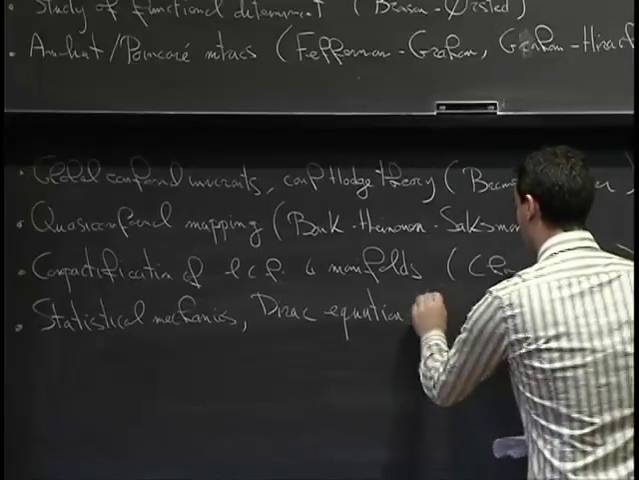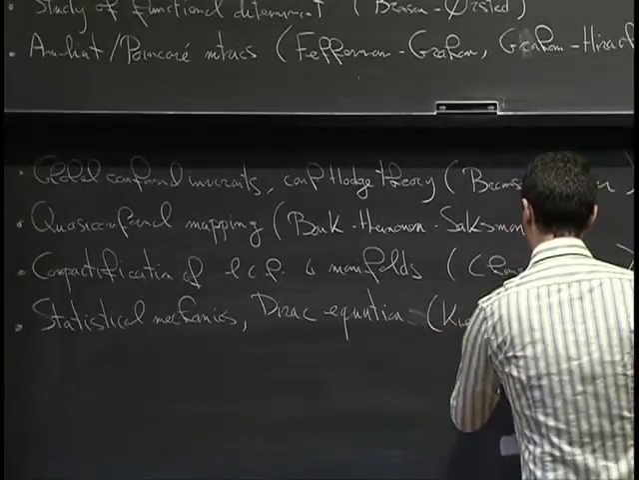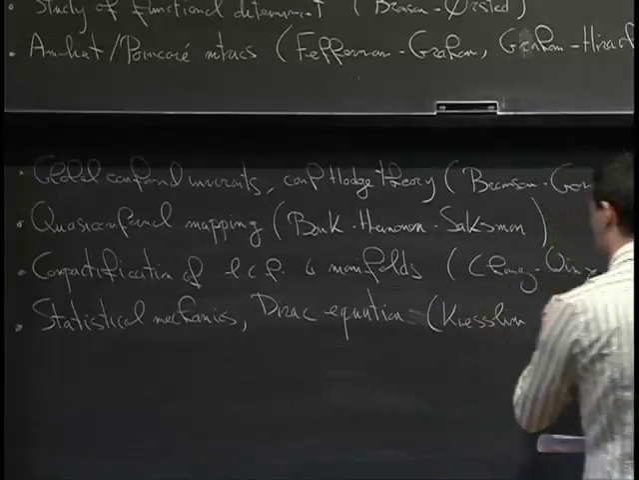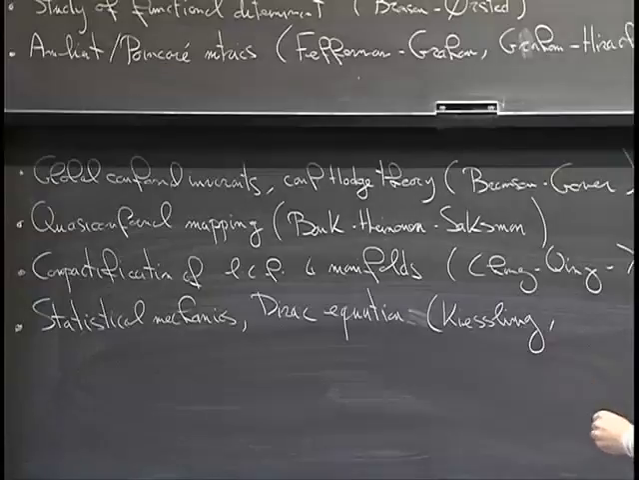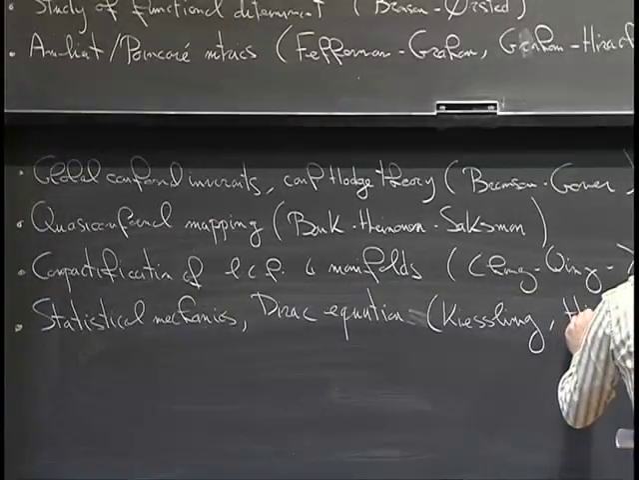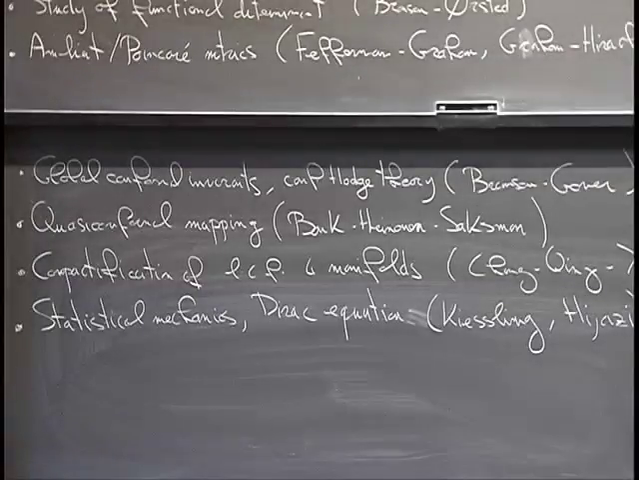And about this, there are works by Kissling, who generalized the previous works by Chang and Yang about the Gauss curvature equation, and Hijazi for the Dirac equation, in particular the spectrum of the Dirac operator. So lower bounds on the first eigenvalue and such things.